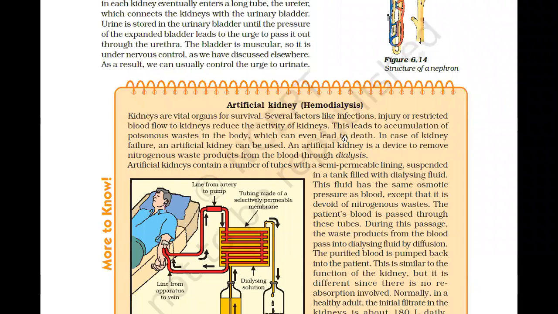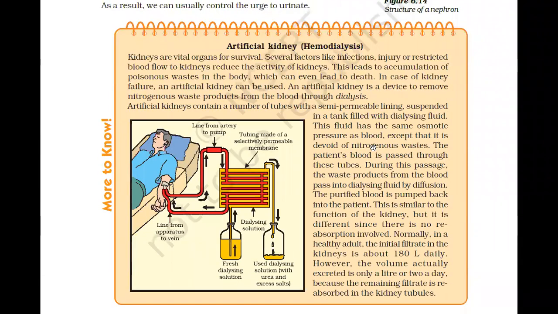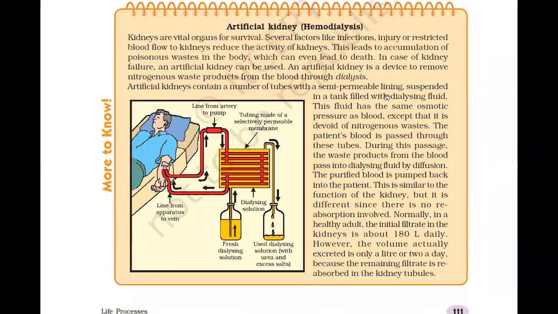Artificial kidney. Kidneys are vital organs for survival. Several factors like infections, injury, or restricted blood flow to kidneys reduce the activity of kidneys. This leads to accumulation of poisonous waste in the body, which can even lead to death. In case of kidney failure, an artificial kidney can be used. An artificial kidney is a device to remove nitrogenous waste products from the blood through dialysis.